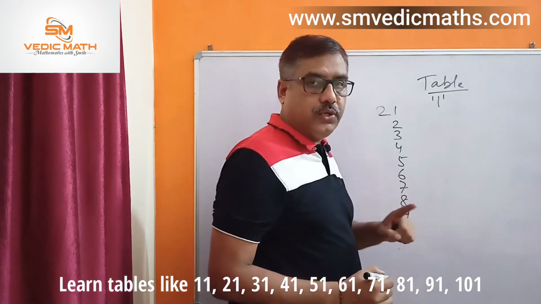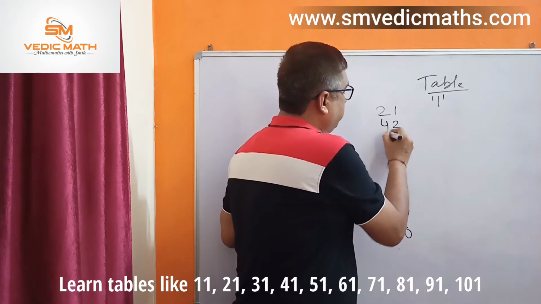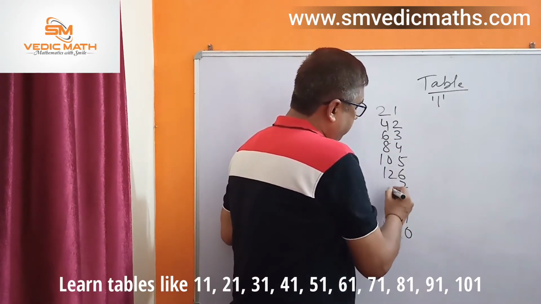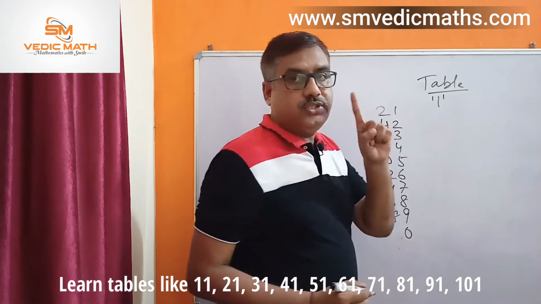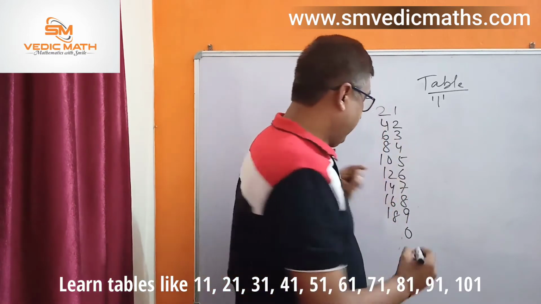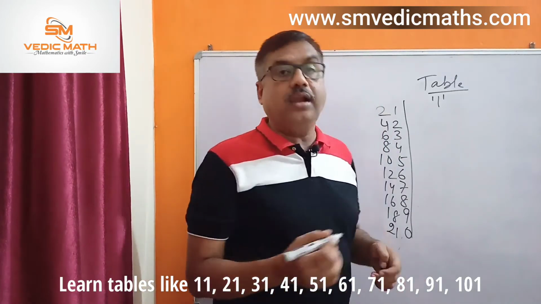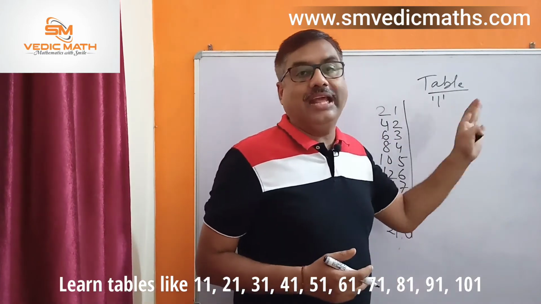Instead of 10, you write 0 and carry 1. And now this side you write 2 table. So it is 2, 4, 6, 8, 10, 12, 14, 16, 18 and instead of 20, write 21. And this is the table of 21. Similarly, we can write any table of the numbers ending with 1.